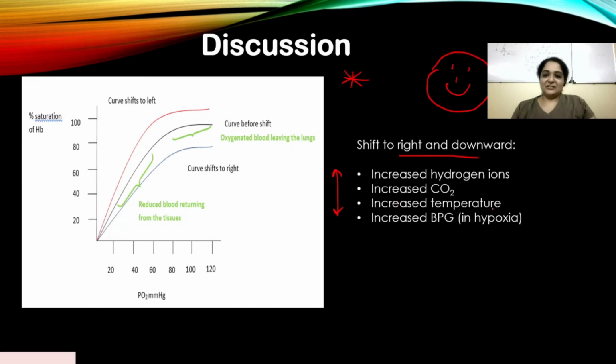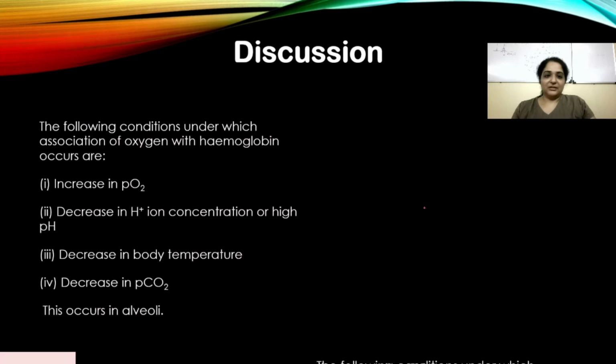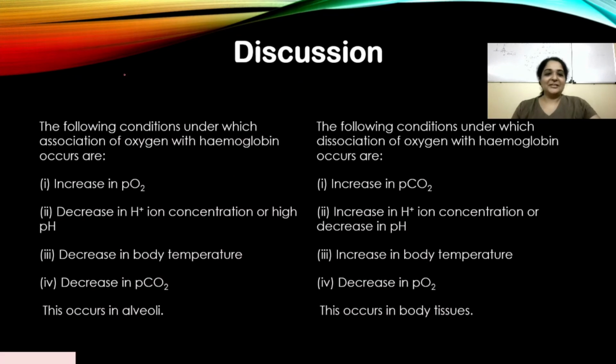So like I said, increased hydrogen ions, the dissociation, means decreased affinity of oxygen with hemoglobin. Again, we come back to this table. This is an important table. Please remember these conditions. This occurs in alveoli, this occurs in the body tissues.